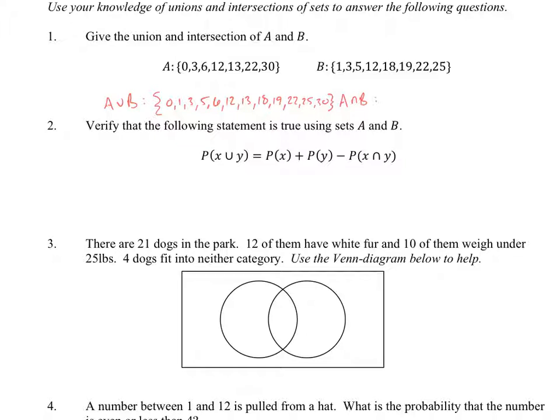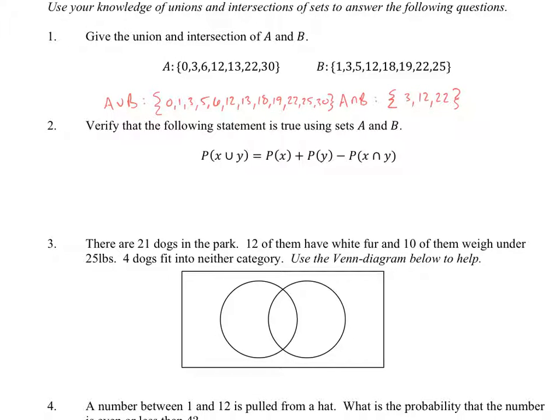Alright, and then the next one is pretty simple. Usually the intersection is a lot smaller than the union. These are going to be all the numbers that are in A and are also in B. So that's just 3 is in both, 12 is in both, and 22 is in both. So that's the intersection. That's just all the numbers that are in both.